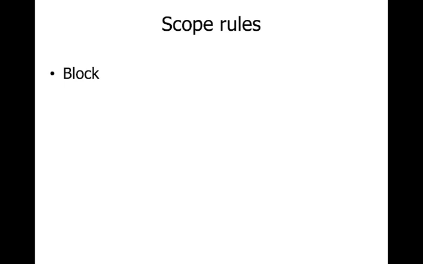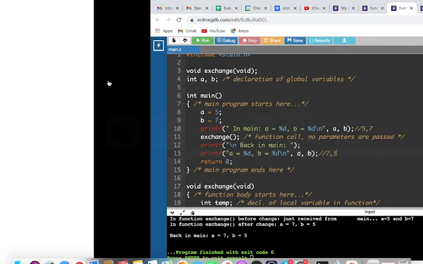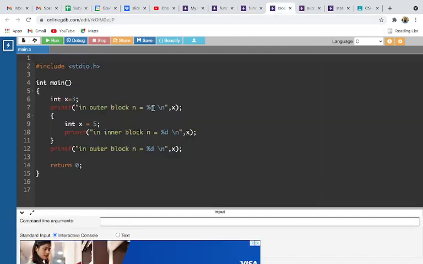So scopes can be of four types. One is block scope. Second is file scope. Third is function scope, and fourth is function prototype scope. There are four different types of scopes. One is block scope. We will see an example for this block scope, then you will understand it.